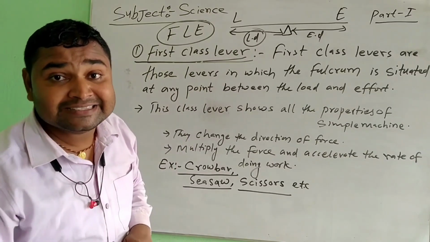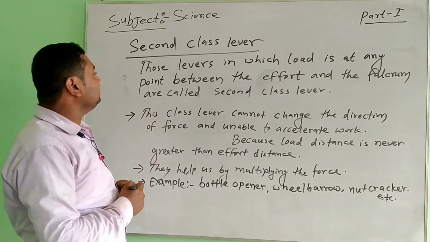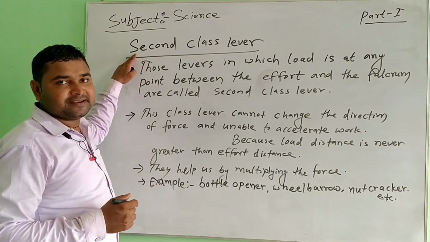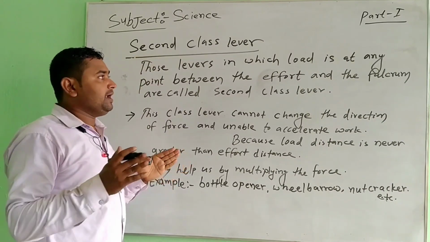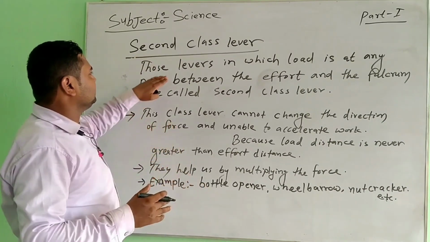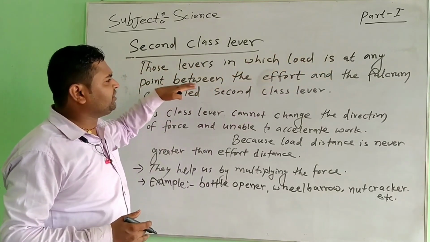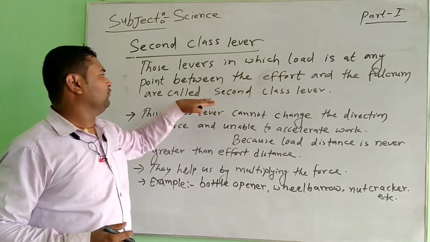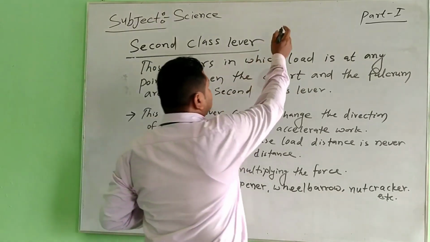Now the second class lever. We have already studied the first class lever. Now, what is the second class lever? The second class lever is the lever in which the load is at any point between the effort and the fulcrum. That is called the second class lever. Look at the pictures here.